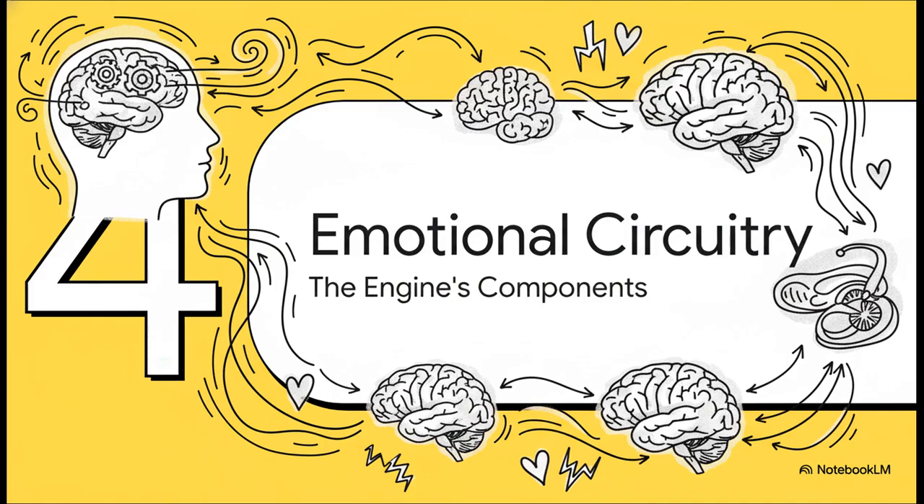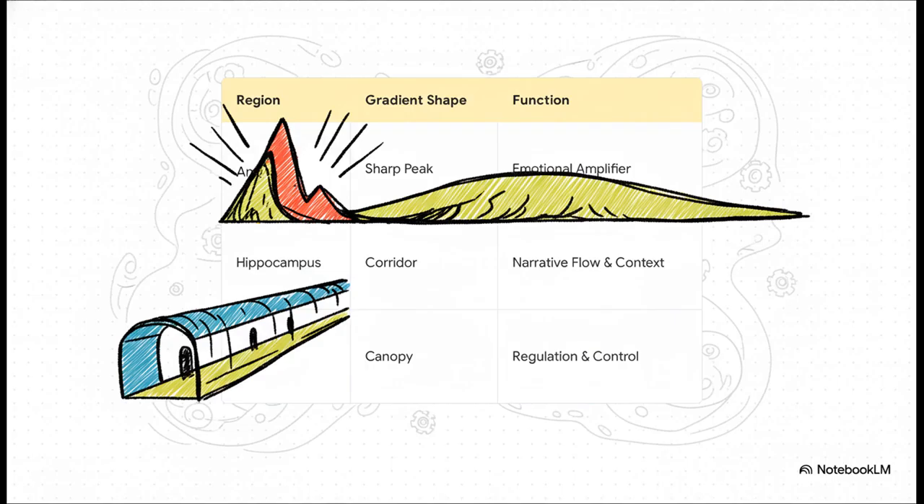So far, we've been talking about all these abstract forces and pathways. Well, now let's get real and map these ideas onto the physical components of the engine, the specific regions inside your brain. We can think of these three regions as the brain's dream team. You've got the amygdala, which creates this sharp peak of emotional energy. It's basically your emotional amplifier.